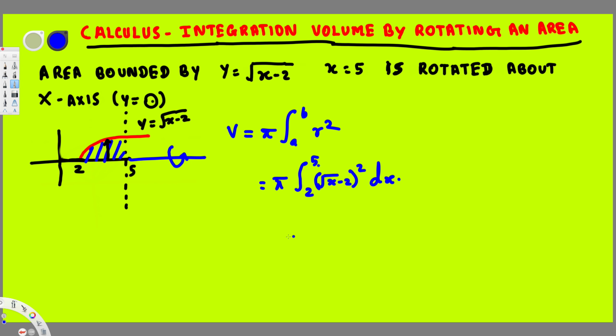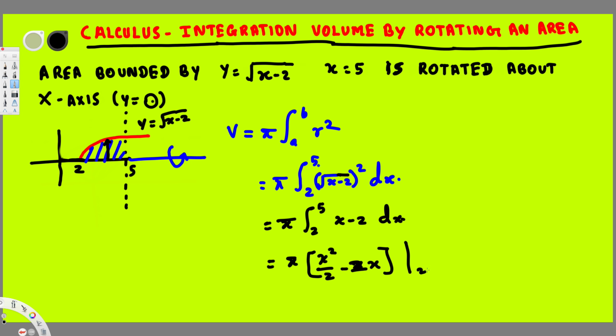Now all we have to do is do the integration. Now let's simplify this one. This is going to be pi integral from 2 to 5 of x minus 2 dx. If we square this one, the square root and the square cancel, and we will end up with x minus 2. Now let's do the integration. If we integrate this one, this is going to give us x squared divided by 2 minus 2x, and that's going from 2 to 5.